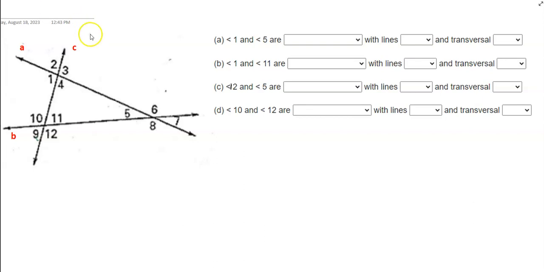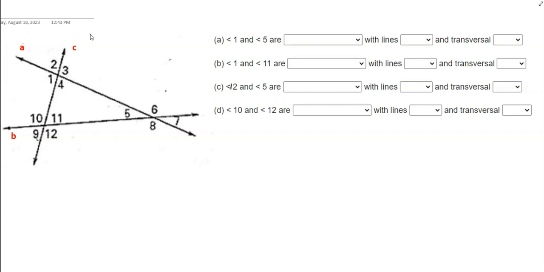Hey everyone, this video is to help with the mixed angle pair practice in Delta Math or in OneNote, depending on what class you're in. So I have four examples here with a different diagram than you're going to see. So just keep that in mind, because the numbers might look the same, but the drawing you're going to do in a few moments will look different. But let's go through the process of how this works.